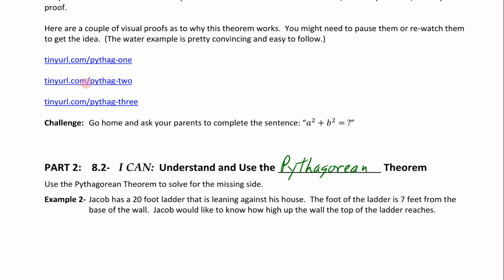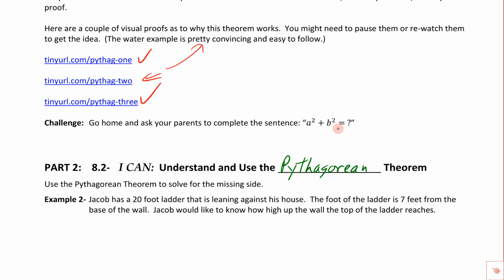I am hoping that you had a chance to take a look at a couple of proofs, especially this one right here and this one right here, and maybe looked up a couple of others. Remember, we looked at this water example in class yesterday, and I also hope you went home and asked somebody if they remember this theorem from geometry or from math. A squared plus b squared equals c squared.